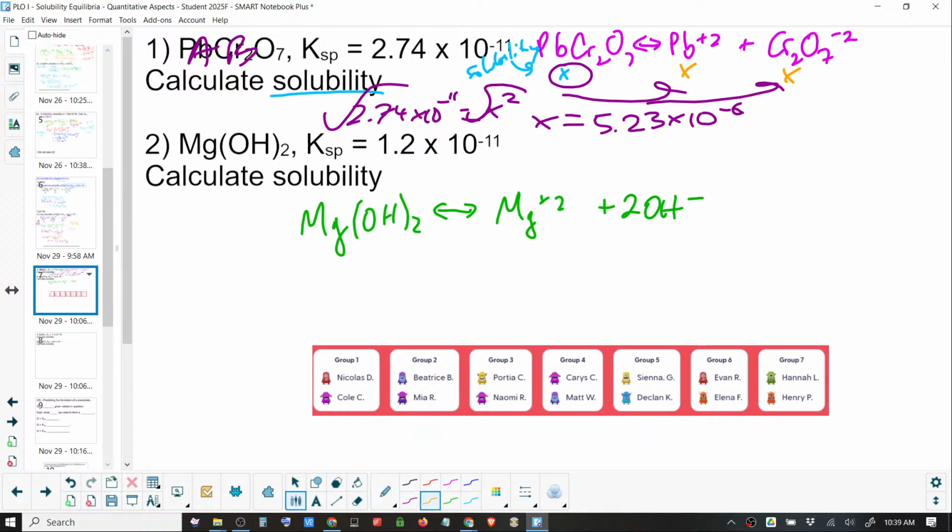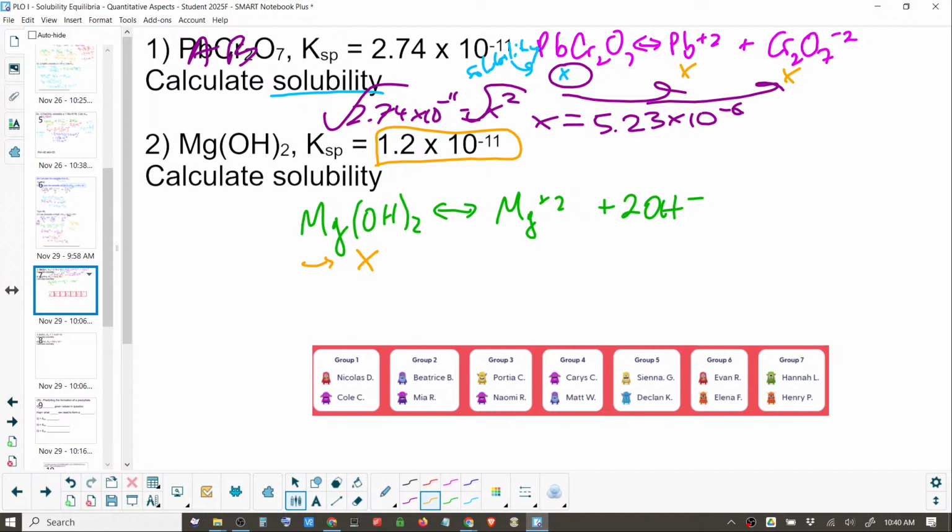I think everyone might be in the same section. So if this is x, what is the value of Mg2+? If the solubility is x, how much Mg2+ will you get? It's not a trick question. If the solubility, this is the K... 1.2, no, that is the KSP. That is not a solubility. The solubility is x.